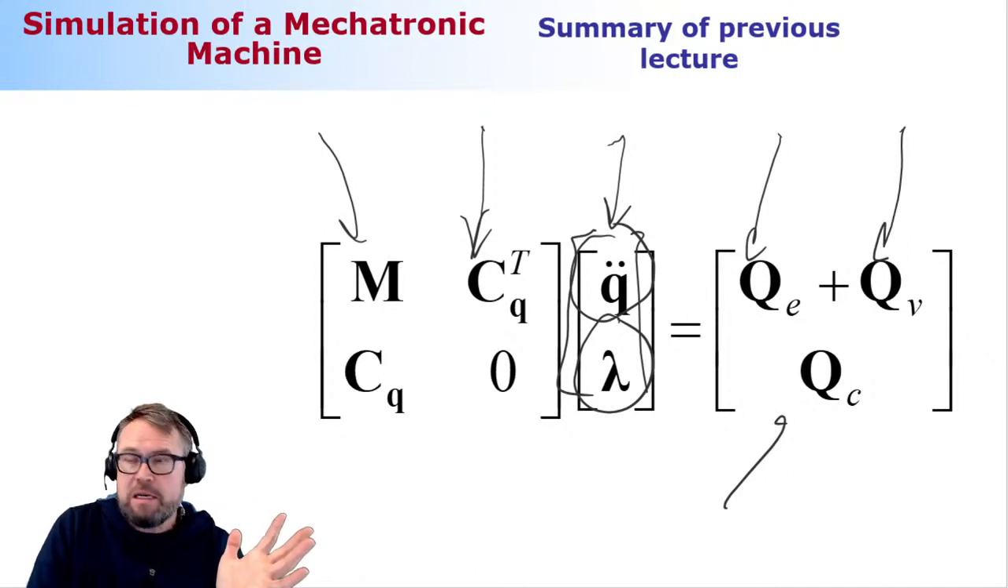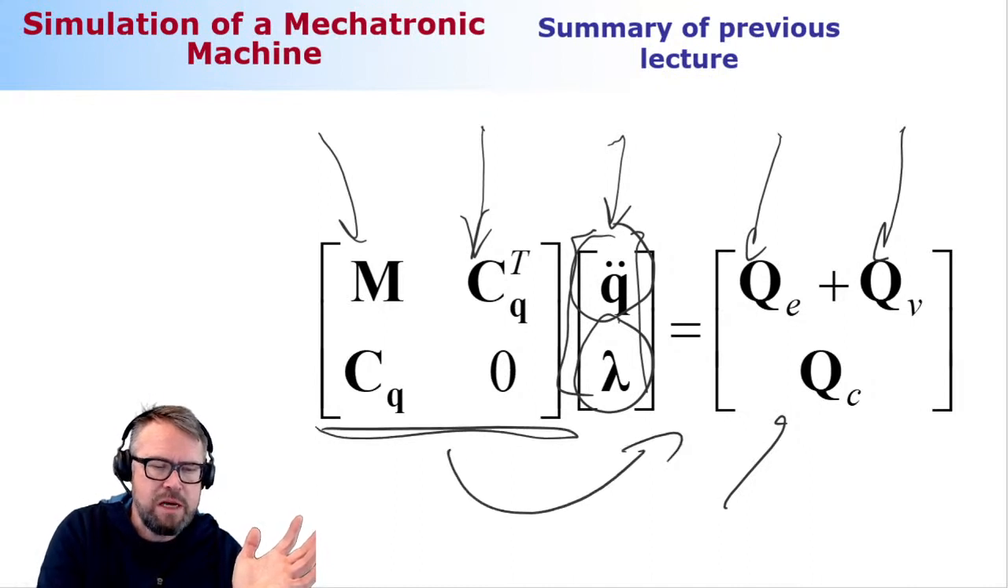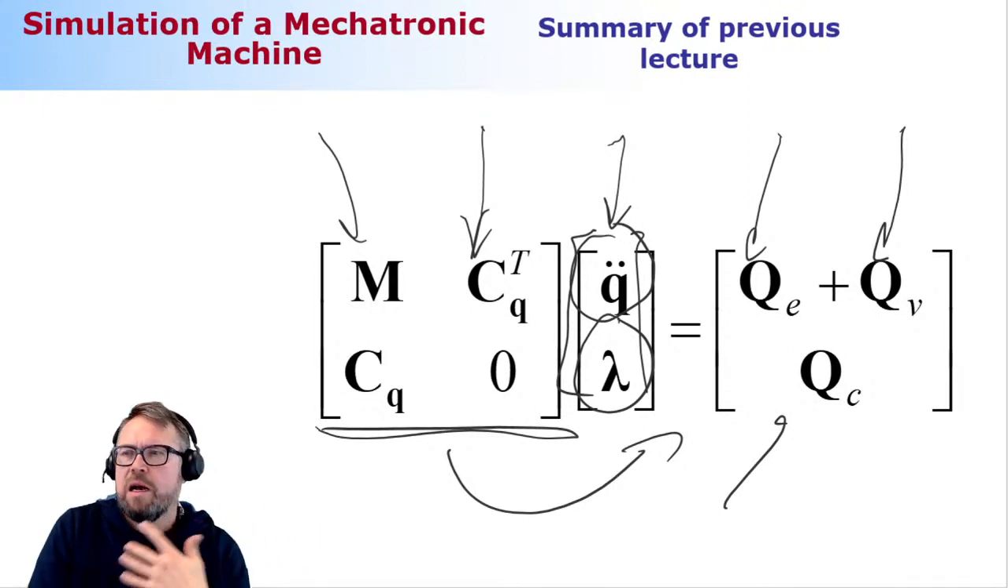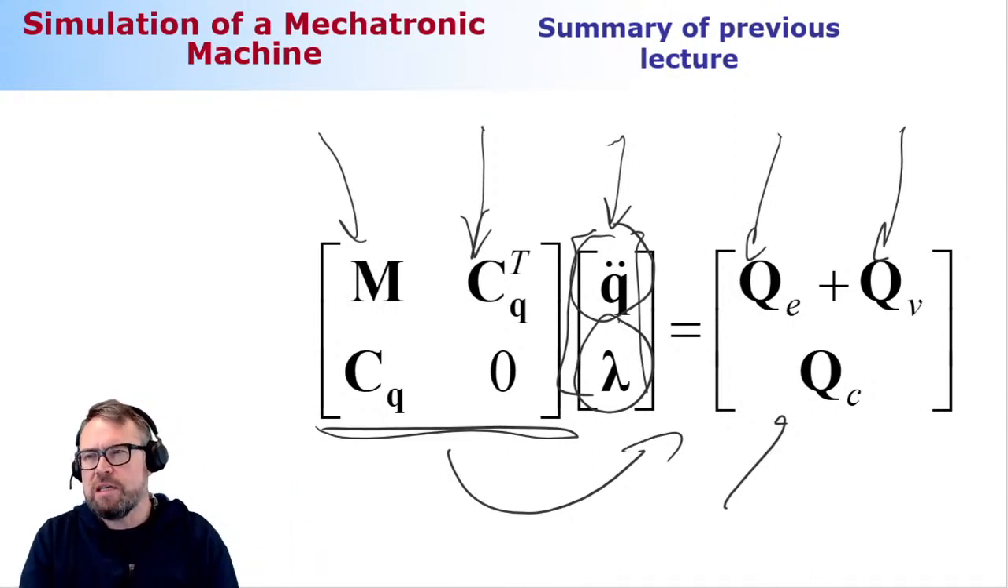All right, then what next? Well, then you invert that system matrix. You put that on the right-hand side of the equation. That's your expression of accelerations and Lagrange multipliers. And from acceleration, you integrate velocities. And from velocities, you integrate positions. And then you move forward in time. That's how you solve the dynamics. That's how it works.